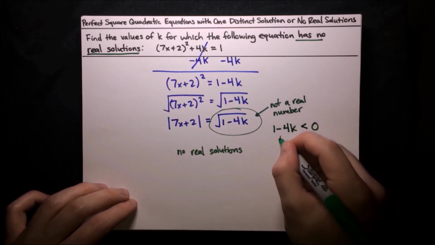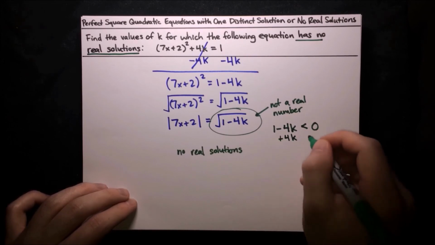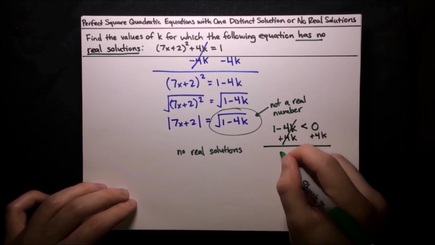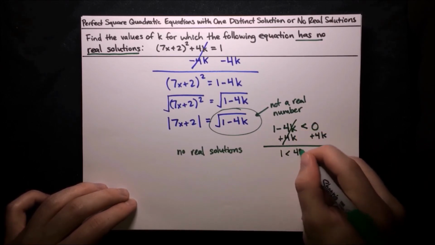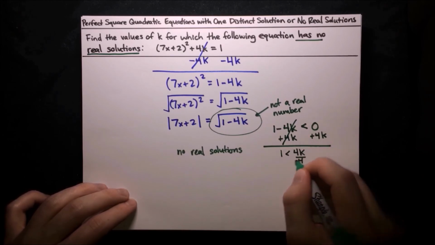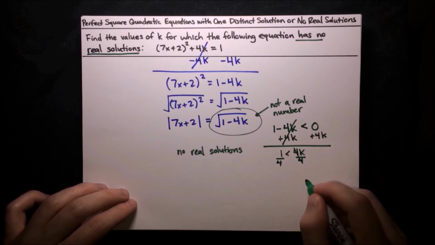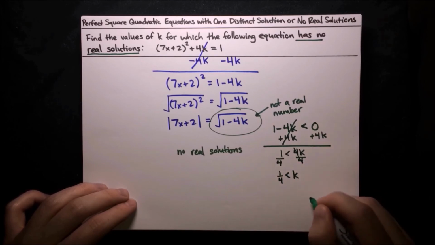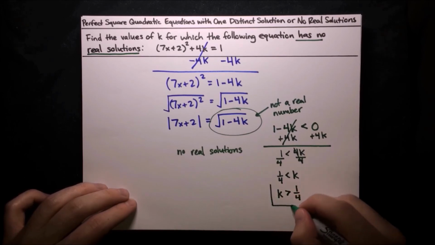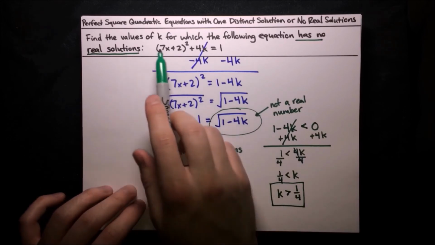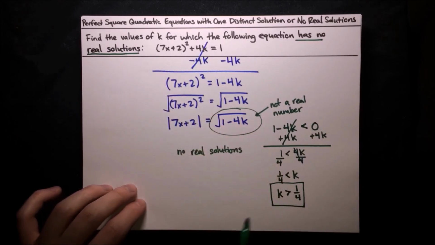How about we add 4k to both sides to get k alone. Alright, so that'll cancel out here, and we'll just get 1 is less than 4k. And then to get k alone here, we can divide by 4 on both sides. That'll cancel out that 4 in front of the k, and we just have 1/4 is less than k. In other words, k is greater than 1/4. And there we go. There is our solution. So these are the values of k for which this equation has no real solutions.